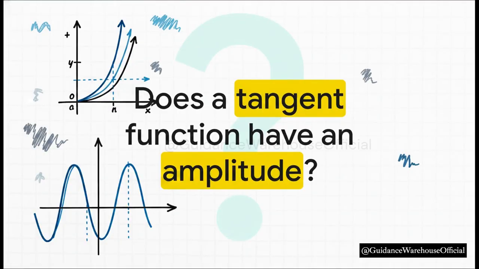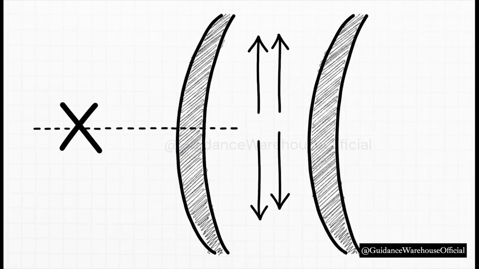Wait, let's hit pause for a quick question, because this is a super common place where students get tripped up. If this graph rockets up forever and plunges down forever on the flip side, does a tangent function have an amplitude? I mean, when we study sine and cosine, we're always looking for a maximum height, right? The crest of the wave. So what's the deal with tangent? The answer is absolutely no.